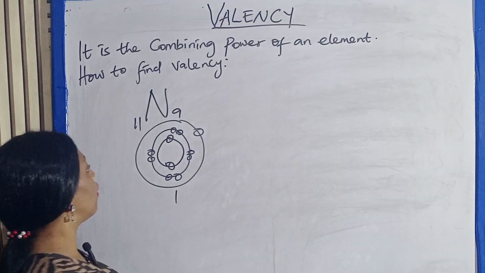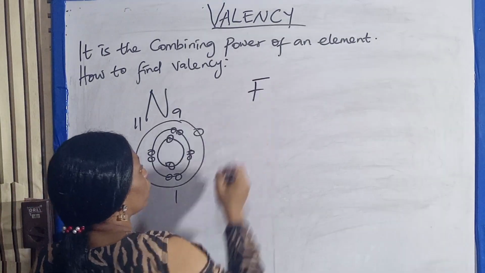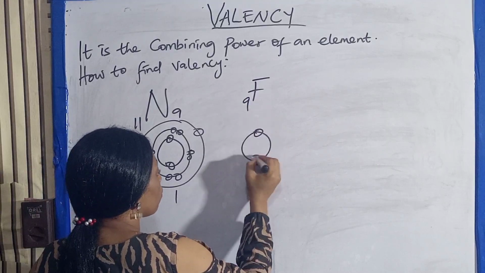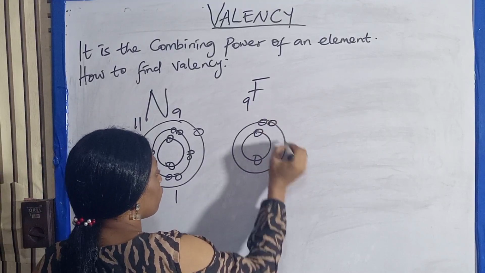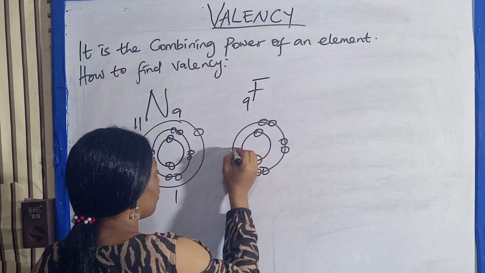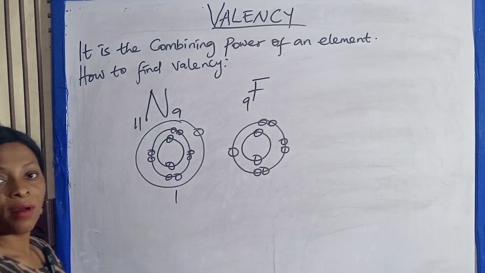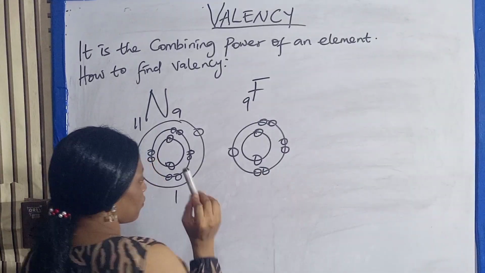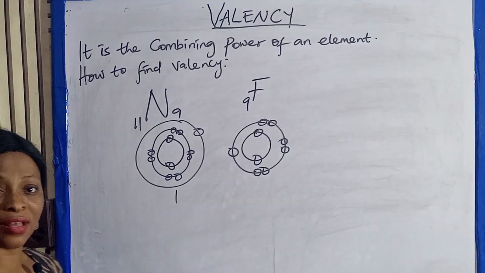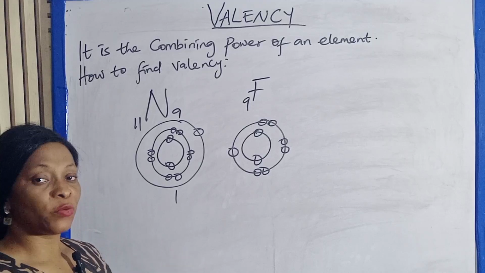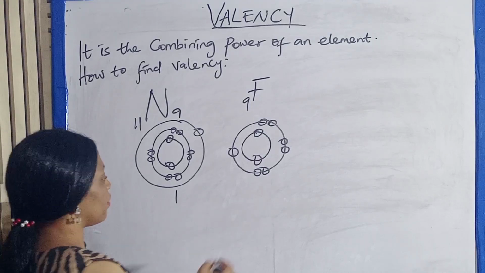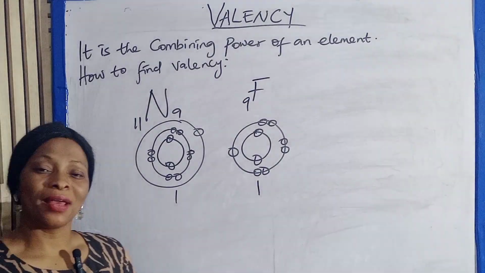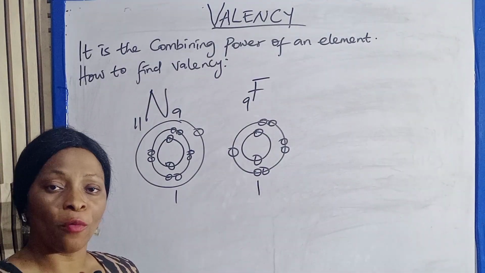Now let's look at fluorine. Fluorine's atomic number is 9. 1, 2, 3, 4, 5, 6, 7, 8, 9. Now, how many electrons are in the outermost shell? 1, 2, 3, 4, 5, 6, 7. 7 is in the outermost shell. That means how many does it need to make up to the 8? 1. So what will be the valency? 1. Isn't that simple?